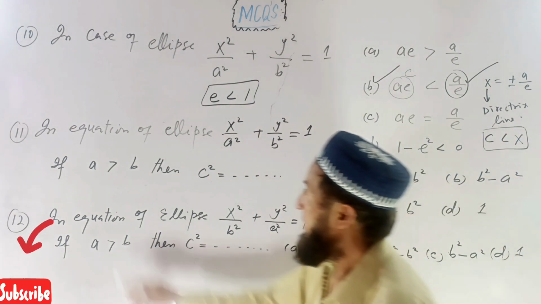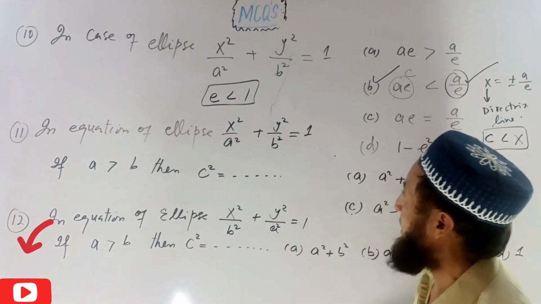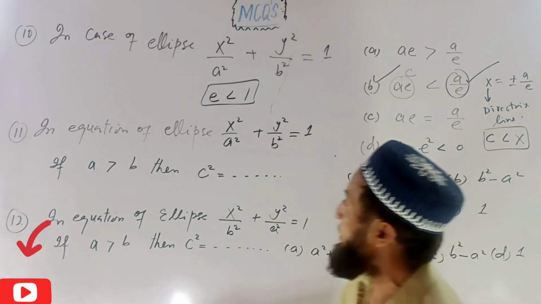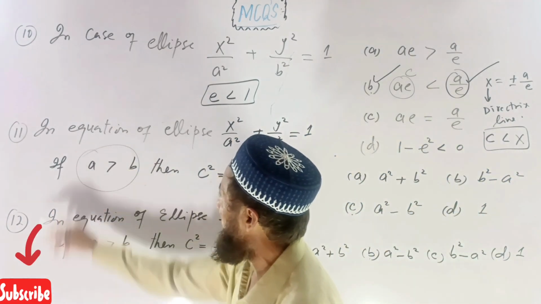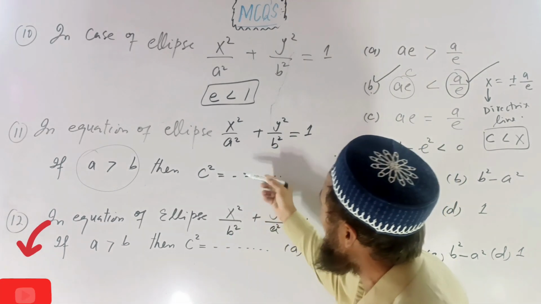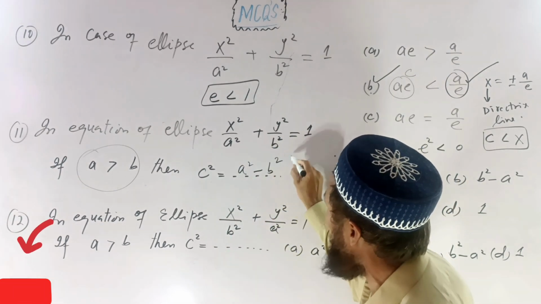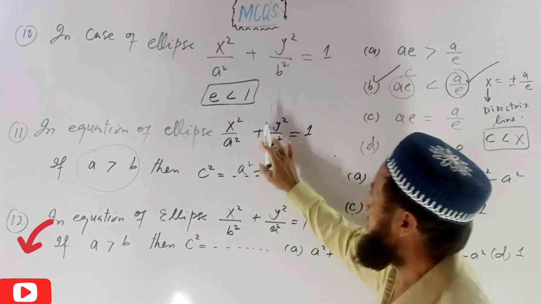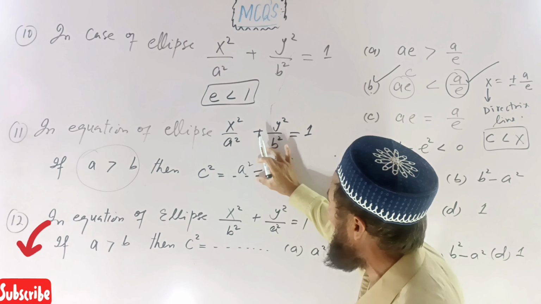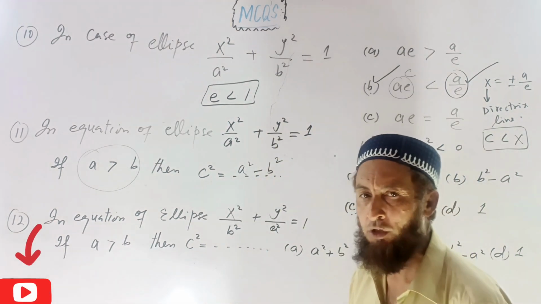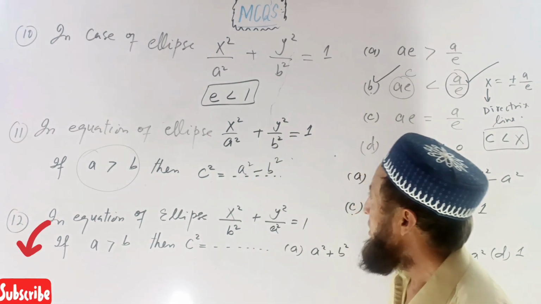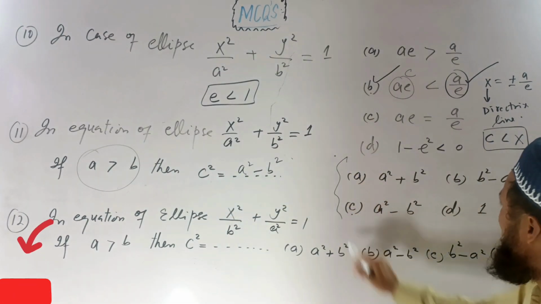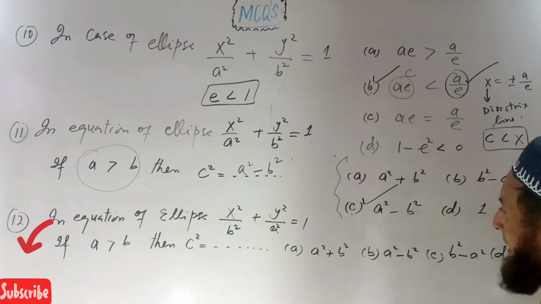In case of an equation of ellipse, x square divided by a square plus y square divided by b square is equal to 1, if the condition is given that a is greater than b, then c square is equal to a square minus b square. We have this formula for the ellipse. For the hyperbola, we change the sign, we put positive here: c square is equal to a square plus b square in case of hyperbola. So we are discussing ellipse here, so we check the options. Option C is the correct option.